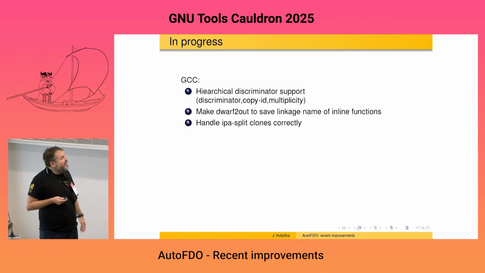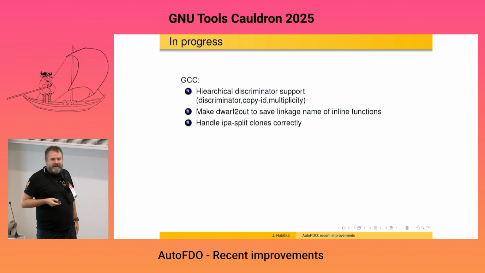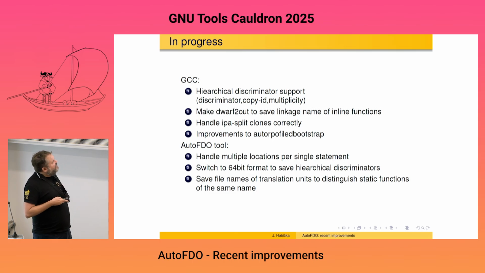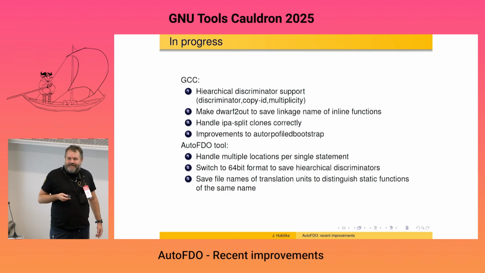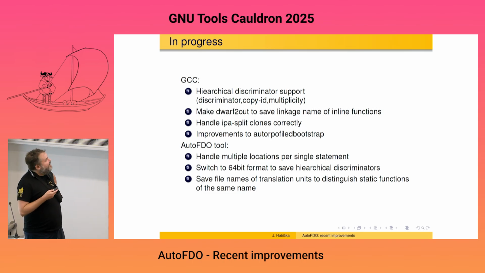We can do it. So the other thing is that, for example, the IPA split is not handled correctly because the offline encode doesn't understand it, and it will kill the call. So that needs to be fixed. And also the auto profile bootstrap, I have some patches for, but no one is reviewing them, and I don't feel confident with the build machinery. So maybe I will just commit them and see what happens.